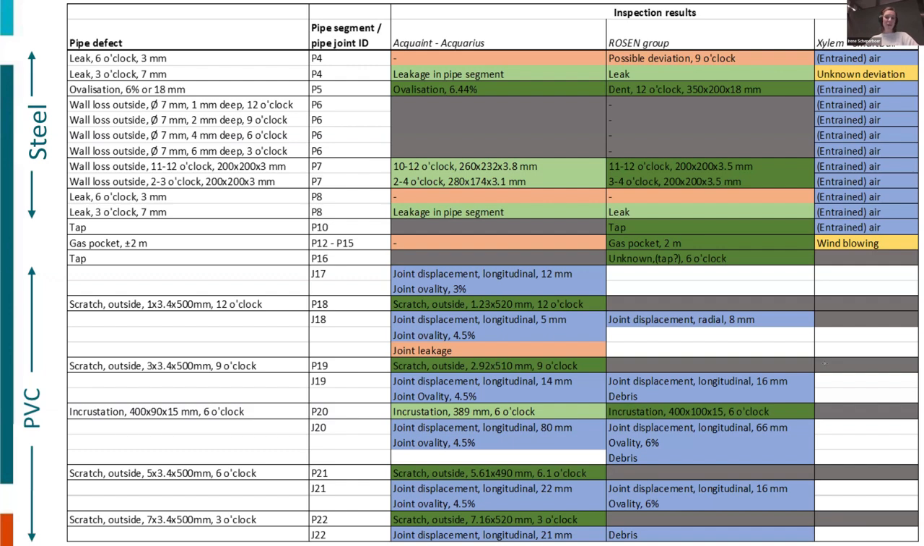And in the end, there's also some red color, and red color means that a defect was not noticed by the tool at all, or something was detected that was not there.